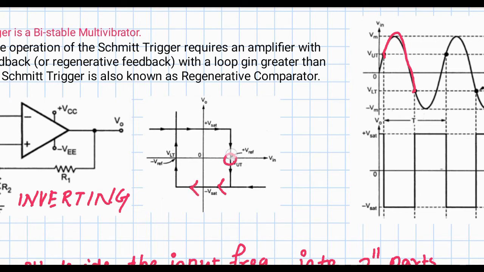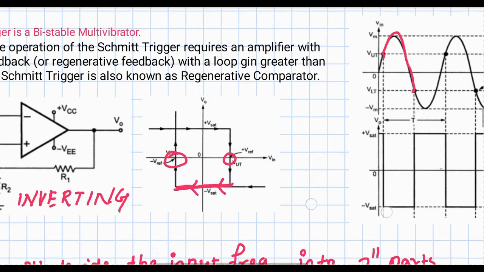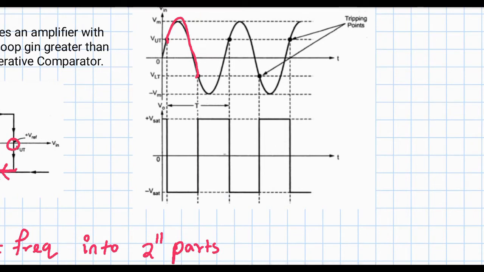From the upper threshold to the lower threshold, what will be the value? The value will be the negative saturation value. So for this time, this will be the negative saturation value.